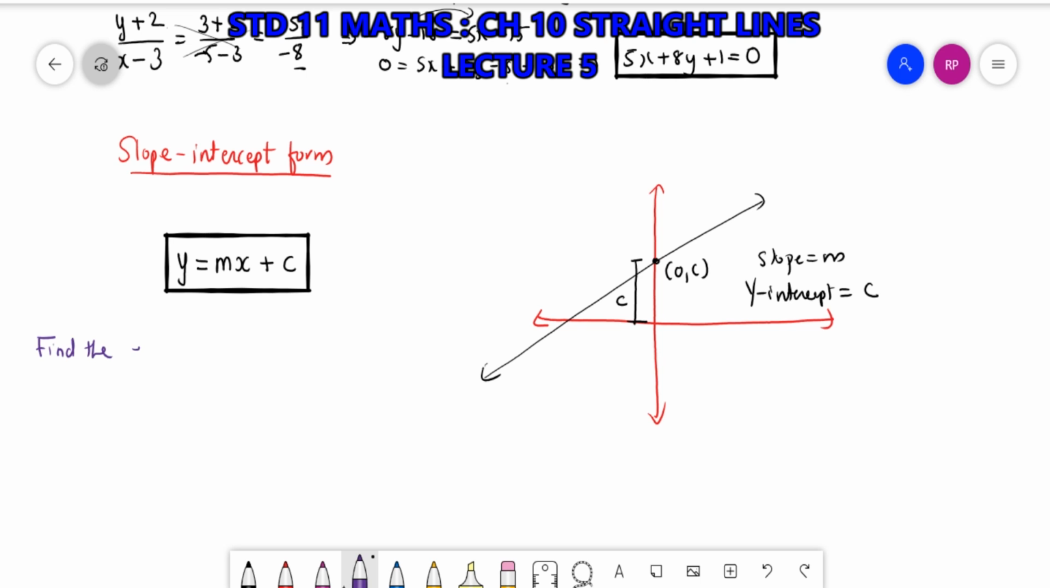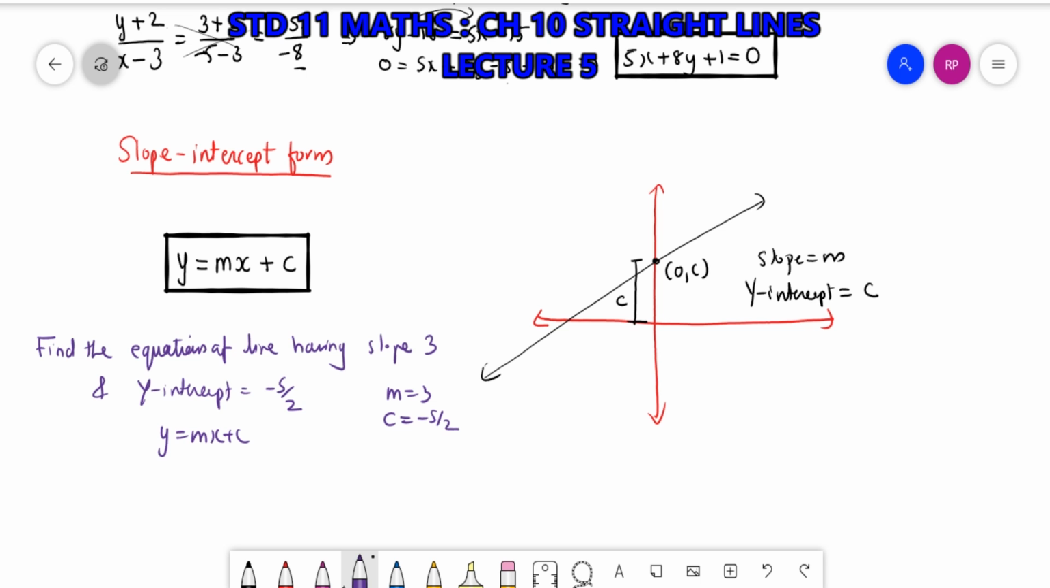Find the equation of the line having slope 3 and y-intercept minus 5 by 2. So at that time it will be y equal to mx plus c. Now here m is equal to 3 and c is equal to minus 5 by 2. So y will be equal to 3x minus 5 by 2.